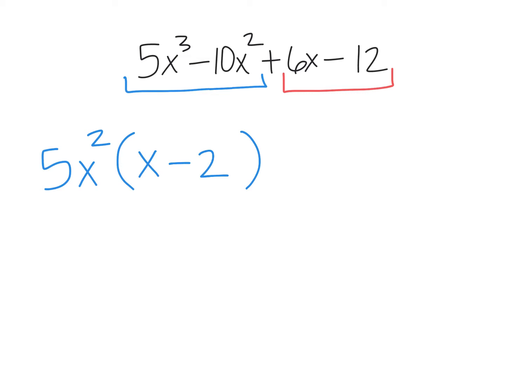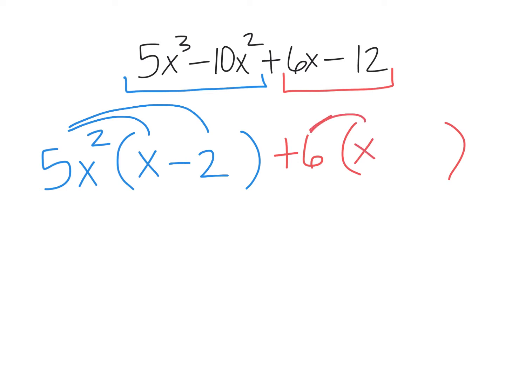These are the 2 factors of the first group of the expression. A way to check your work is to use the distributive property. Does it give you 5x cubed? Does that give you negative 10x squared? If it does, you've found yourself 2 factors. I'm going to do something very similar with the red group. In the red group, I notice that the 6 and the 12 are both divisible by 6. So I'm going to factor out a positive 6. 6 times x gives me 6x, and 6 times negative 2 gives me negative 12. See how I also found the factors of the red group?